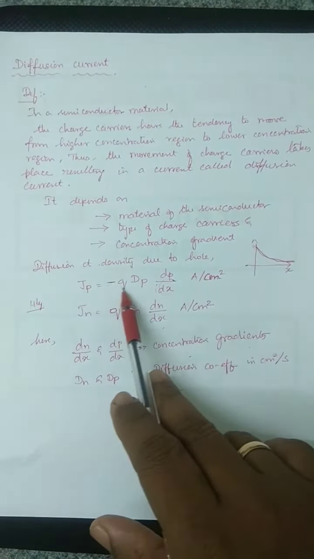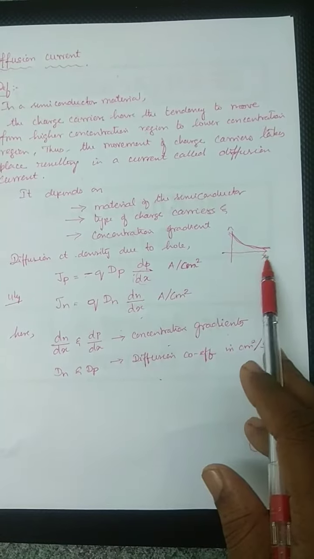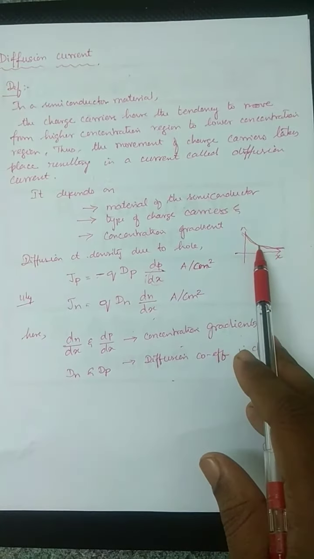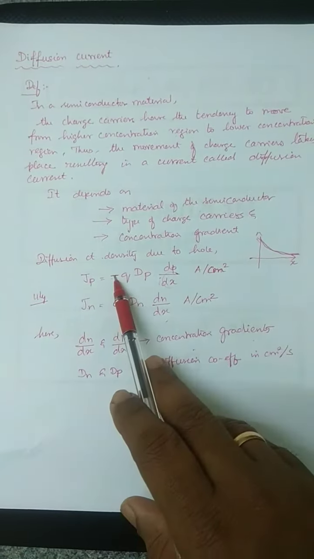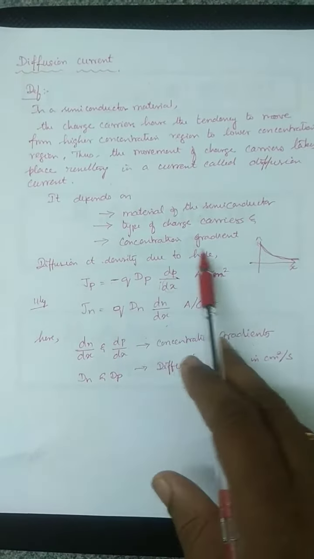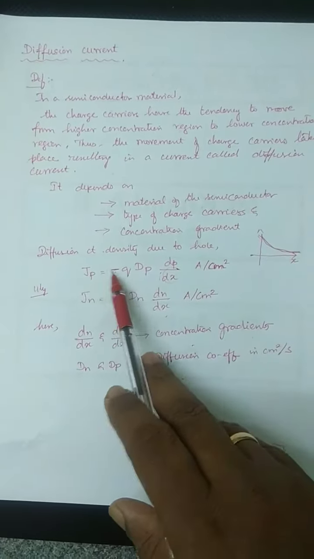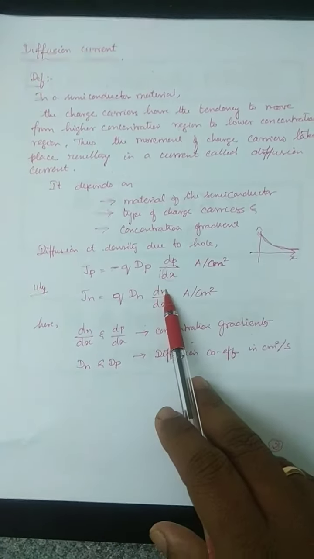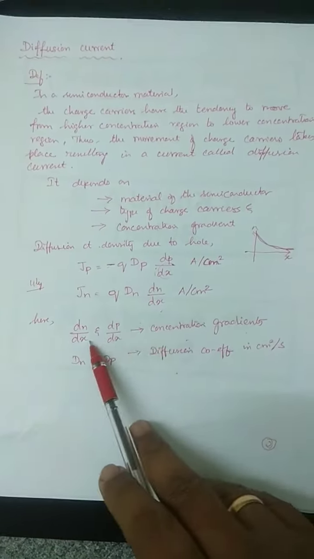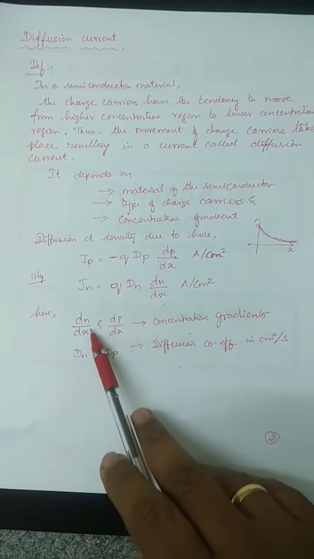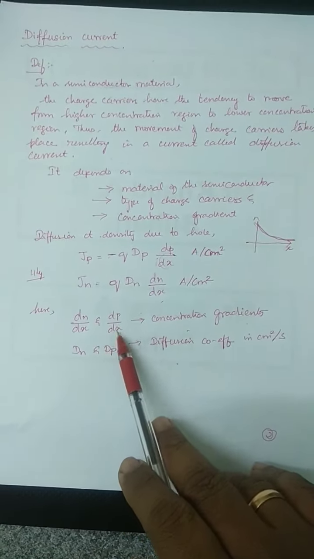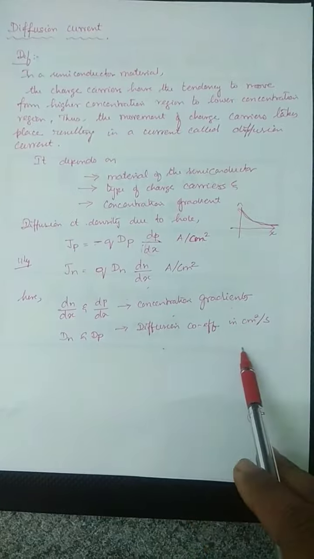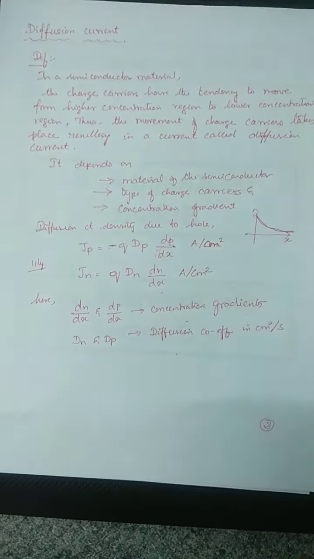As the distance increases in your material, p-type or n-type, the density tends to reduce. So I put a negative sign here in order to get a positive current in the positive x direction. Similarly for n-type, Jn = q Dn dn/dx. Here the concentration gradients are dn/dx and dp/dx, and the diffusion coefficients are Dn and Dp. These are the diffusion coefficients.